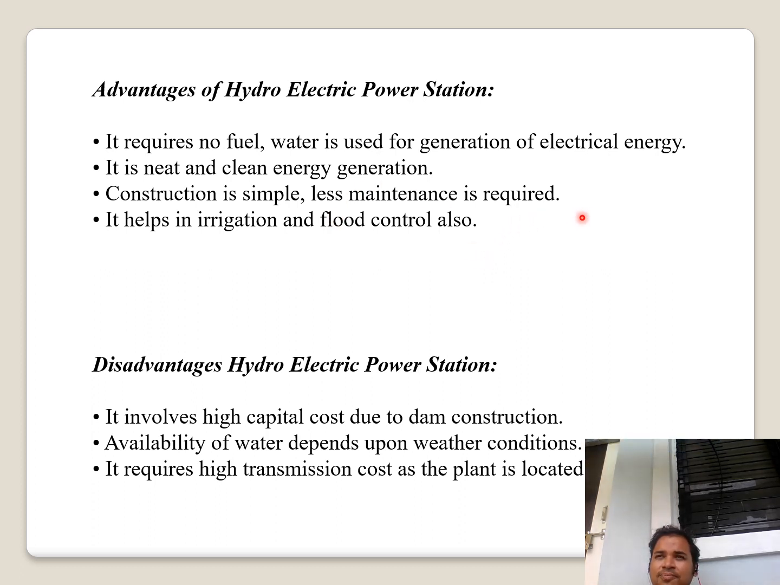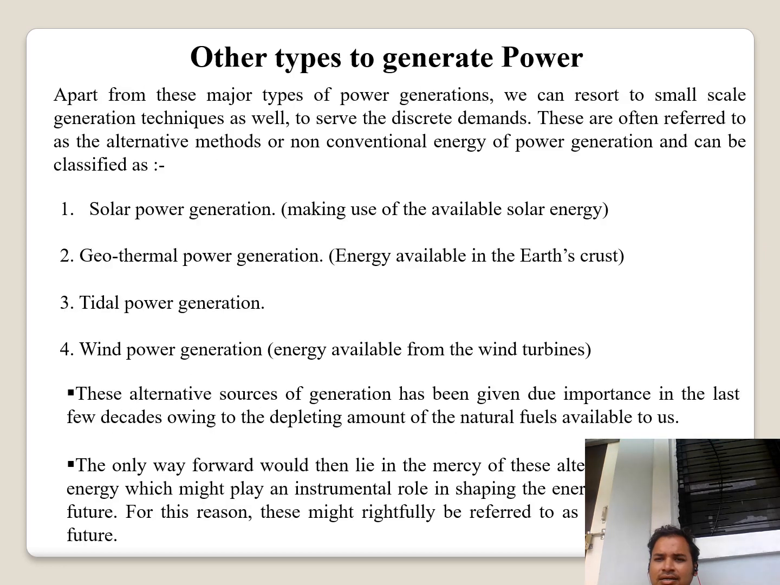And my part was a bit informative, I feel. So moving on to the next slide, these are the other types to generate power. So first is the solar power generation, that we make use of available solar energy. Geothermal power generation we saw, then tidal power generation we saw, wind power generation we saw.